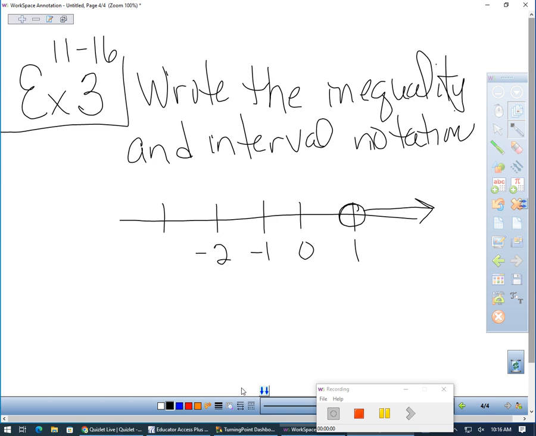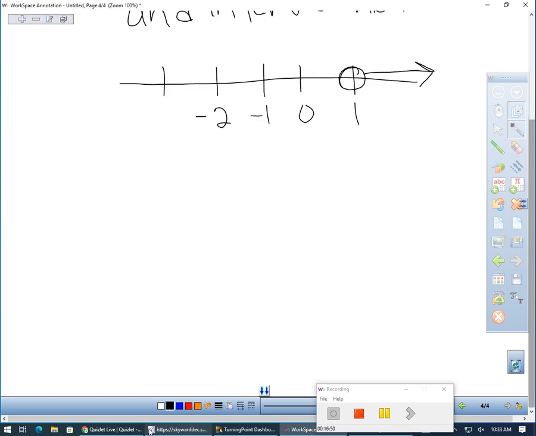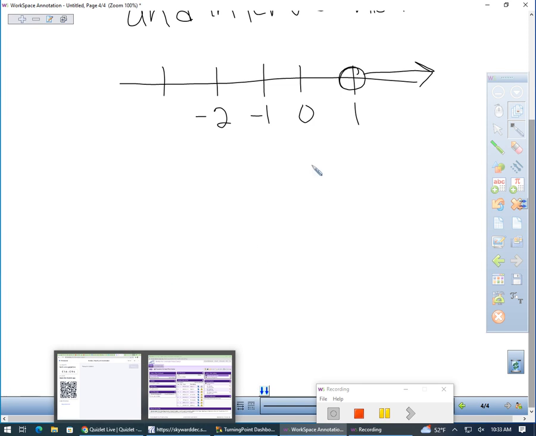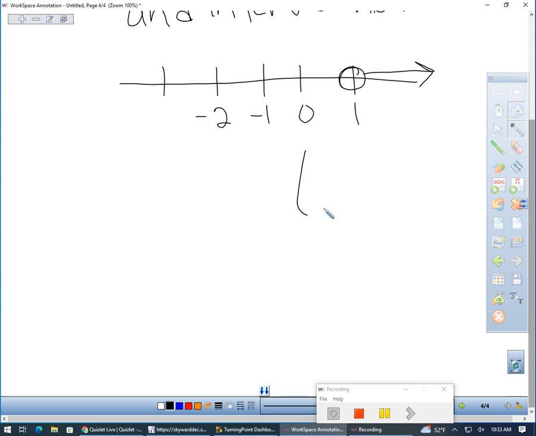So first we're going to write our inequality. Start with any variable you want. I don't care what you use. Which, T? We'll go T. Remember that my inequality sign is the same direction as my arrow. So this is greater than. Is it an open or closed dot? So that means it's just greater than, right? And it's greater than what number? Perfect.